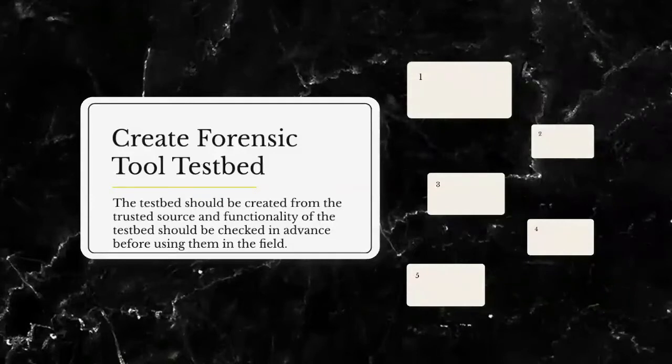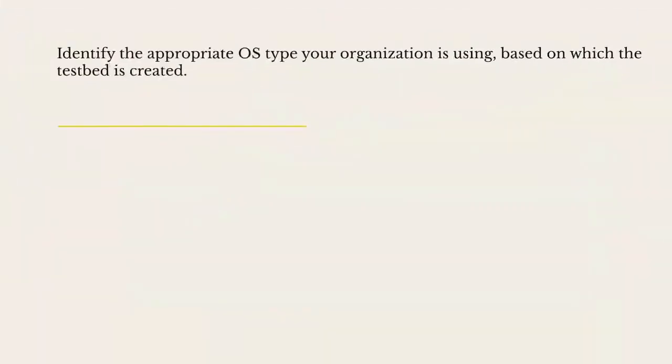The testbed should be created from trusted sources, and the functionality of the testbed should be checked in advance before using it in the field. Some of the guidelines are: identify the appropriate OS type your organization is using, based on which the testbed is created. An organization may have a variety of OS deployed in its network. For example, it may have Linux-based servers and Windows and Mac-based personal computers or laptops. In that case, one has to create multiple testbeds for each OS type.